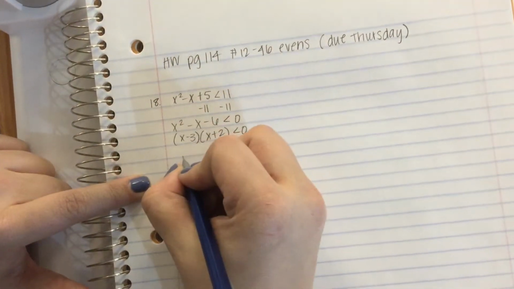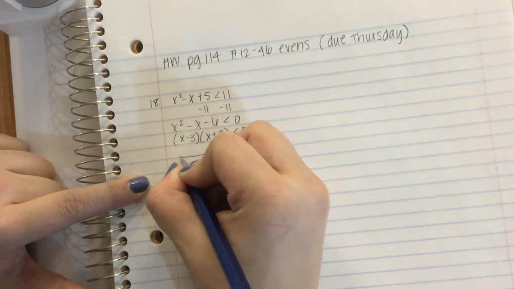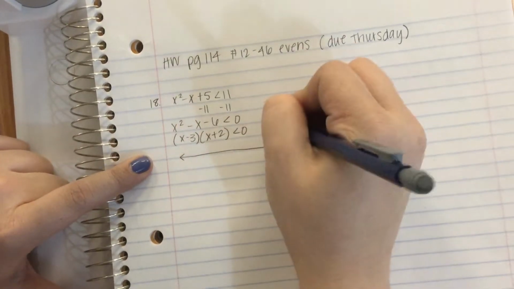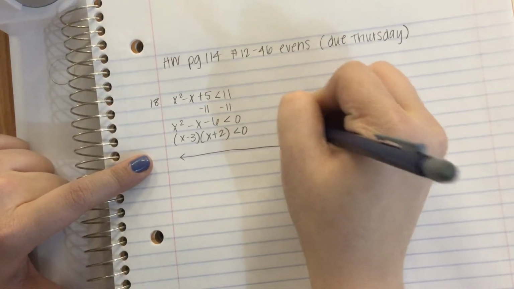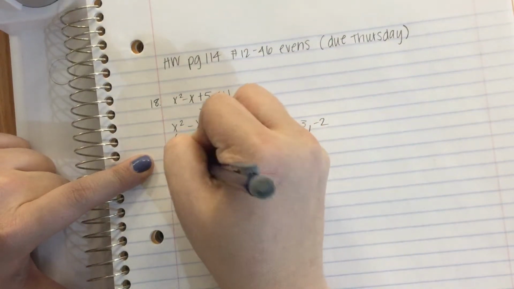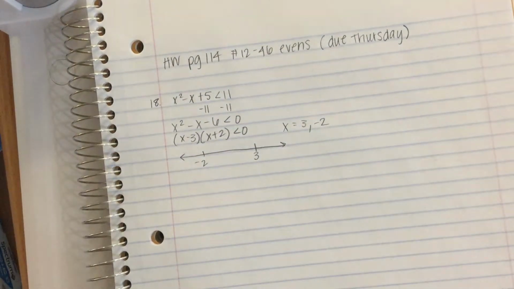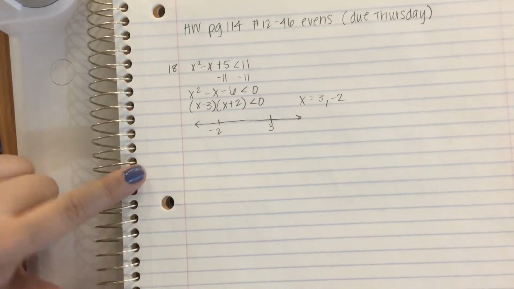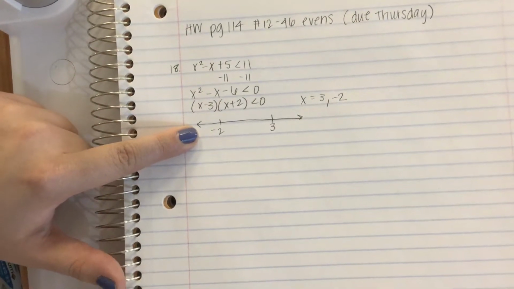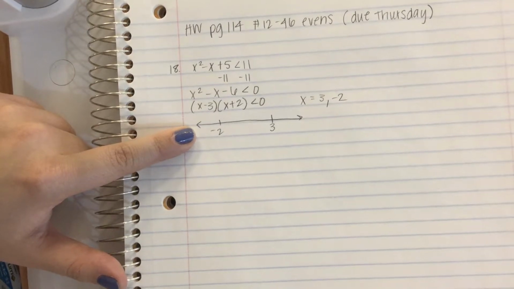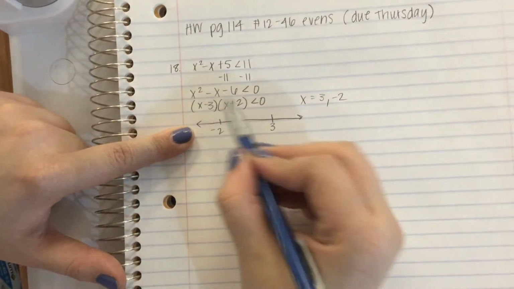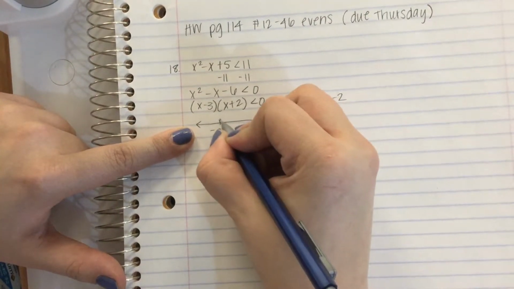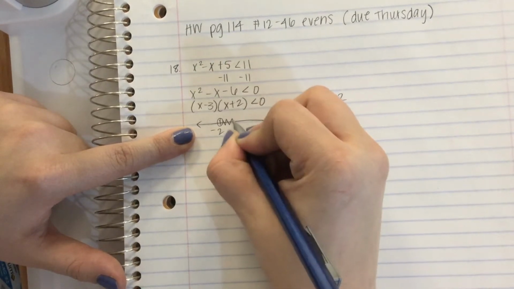Okay, let's draw a number line. We have x equals 3 and negative 2. So we have negative 2 and 3, right? Okay, let's check. First of all, let's check 0. 0 is going to be negative, positive. That actually works.